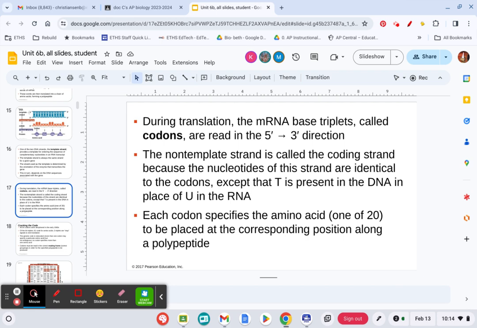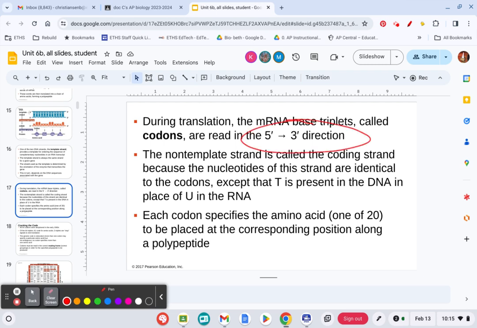As mRNA does its job, it is going to read what we call codons. And those codons are 3 letters, 3 bases. So an A and a C and a G, or a G and a C and a G, or a G and a G and a G. Okay, so they're always 3. They're 3 bases. They're 3 nucleotides. And they're always read in the 5 to 3 direction.